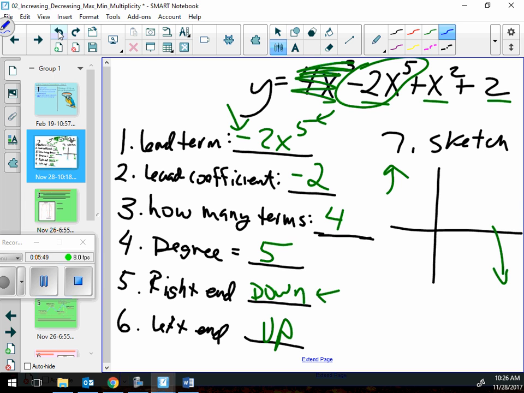All right, anyway, now the sketch. The only thing I need to include is that it goes through 2. That blue part, that's the part you're going to learn today. How do you figure out what it's doing in between? In the between times. Okay?